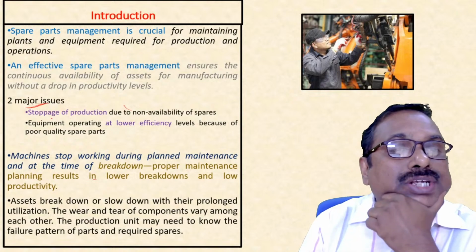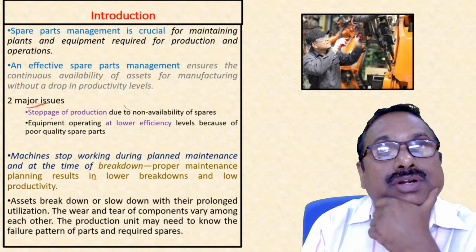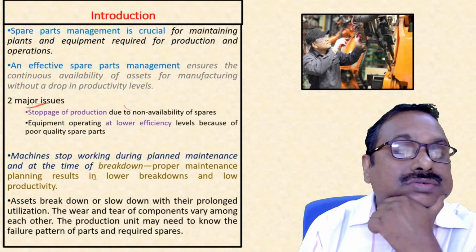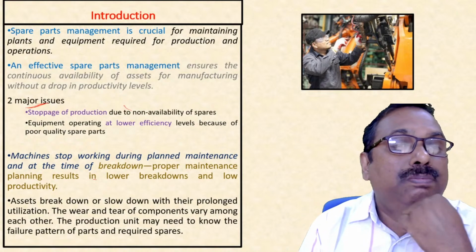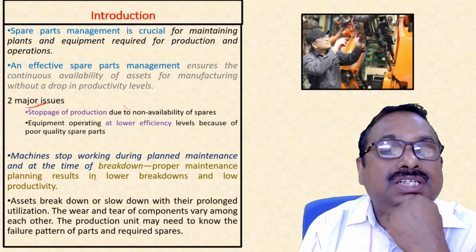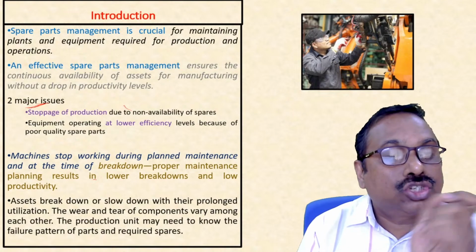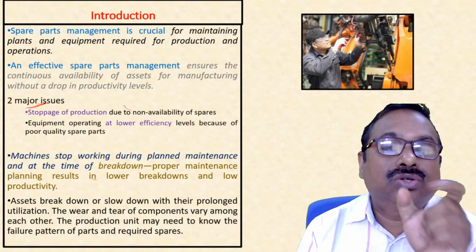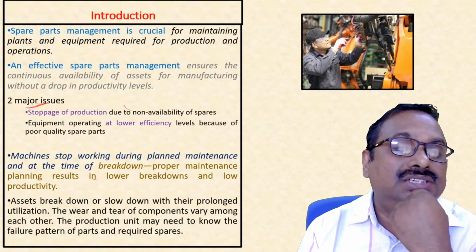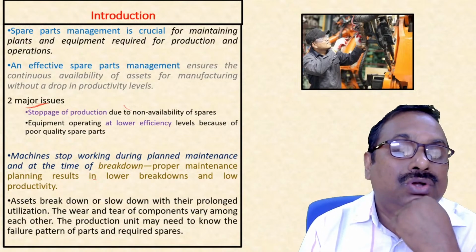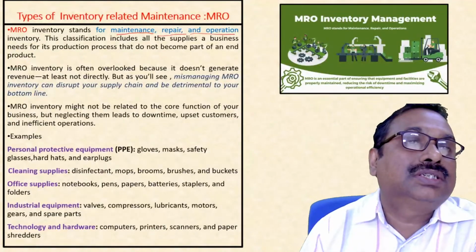First one is stoppage of production due to non-availability of spares. Next is equipment operating at lower efficiency levels because of poor quality spare parts. So machines stop work, then we have planned maintenance and then breakdown. So, a proper maintenance plan operations.